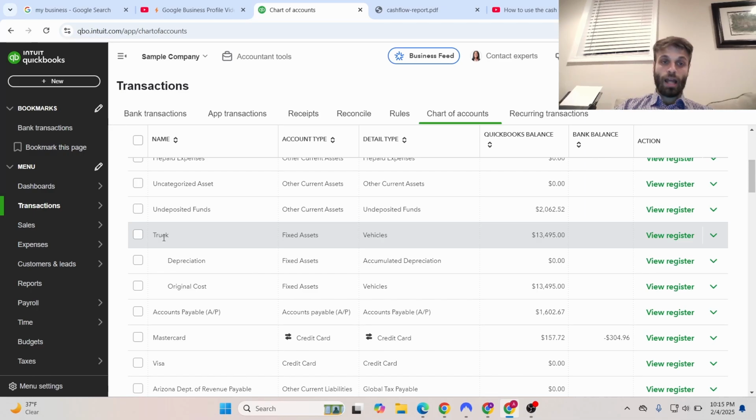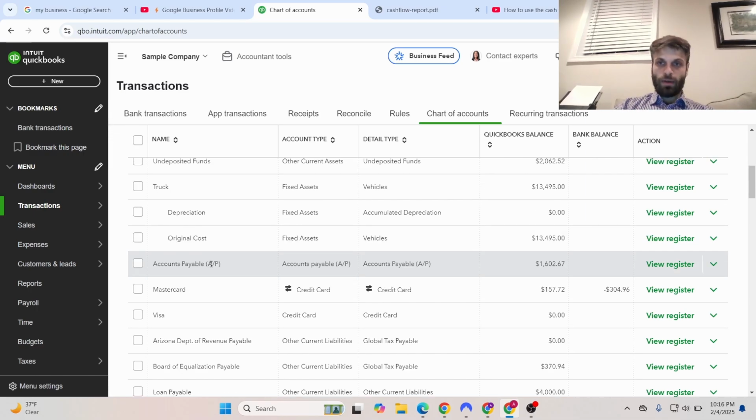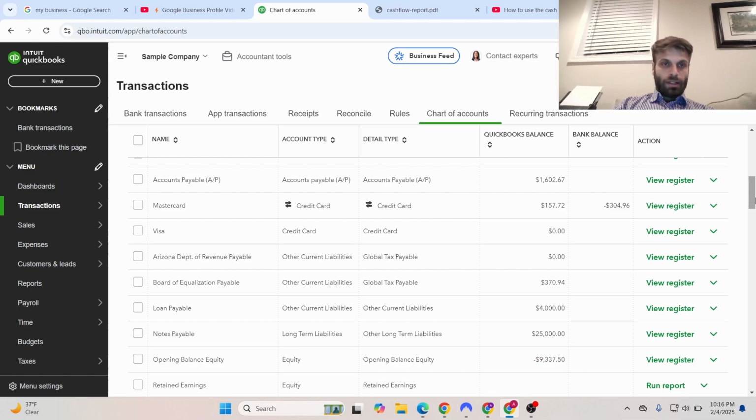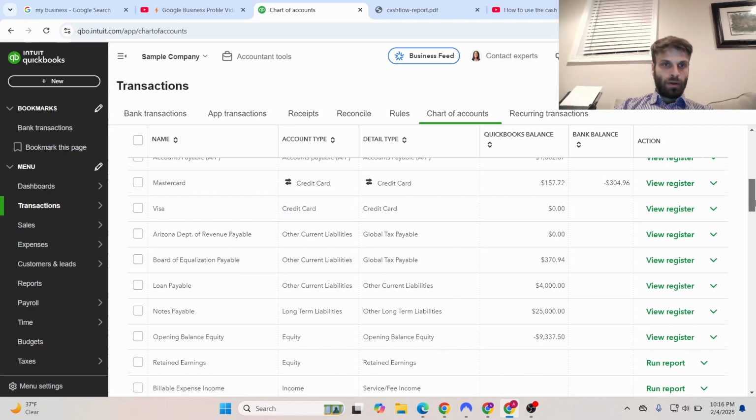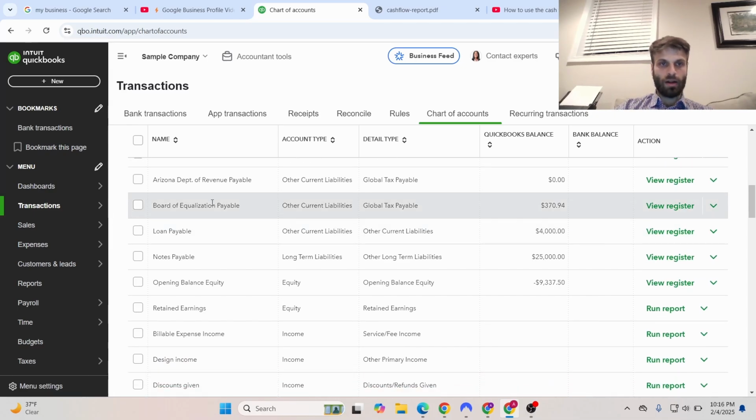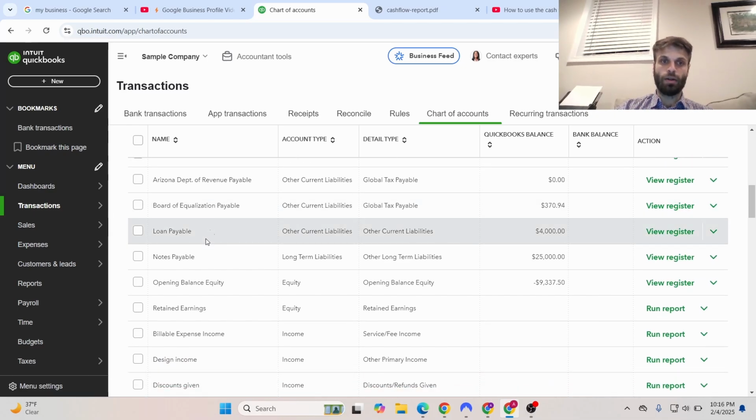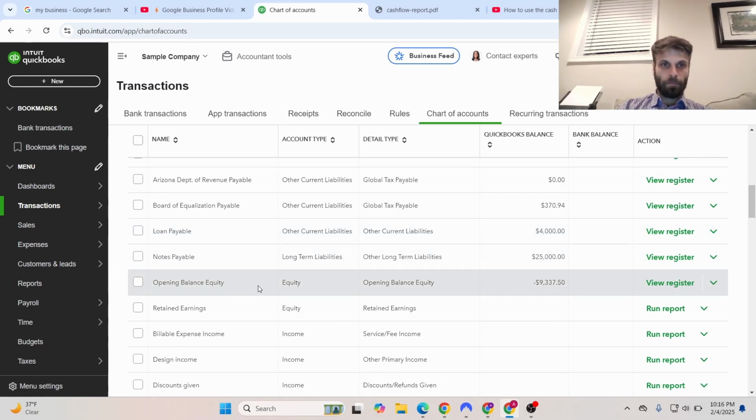Also, we have an asset like a truck. And we also have accounts payable, so things that you owe out, a bill from a vendor, for instance. We also have MasterCard and Visa credit cards as well. So we might have to pay those off. And then different things like the Department of Revenue. We have a loan here, so now we're getting into more liabilities. Notes payable, loan payable. Those are similar.